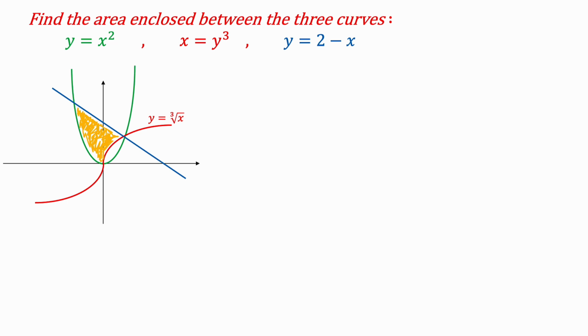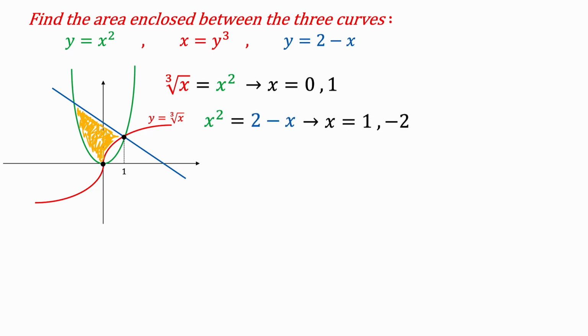All right, now to find the enclosed area, I need to find the intersection points. So how did we usually find intersection points? We set the curves equal to each other, right? Now set the cube root of x equal to x squared. What will x be? 0 and 1, well done. Now set the line equal to x squared. So set 2 minus x equal to x squared. This gives us a quadratic equation. What x values do we get this time? 1 and negative 2.